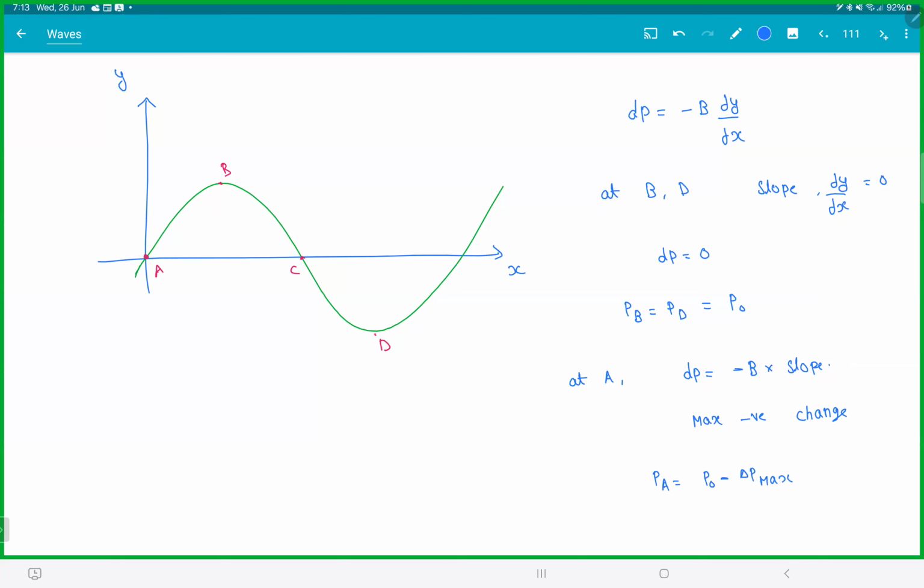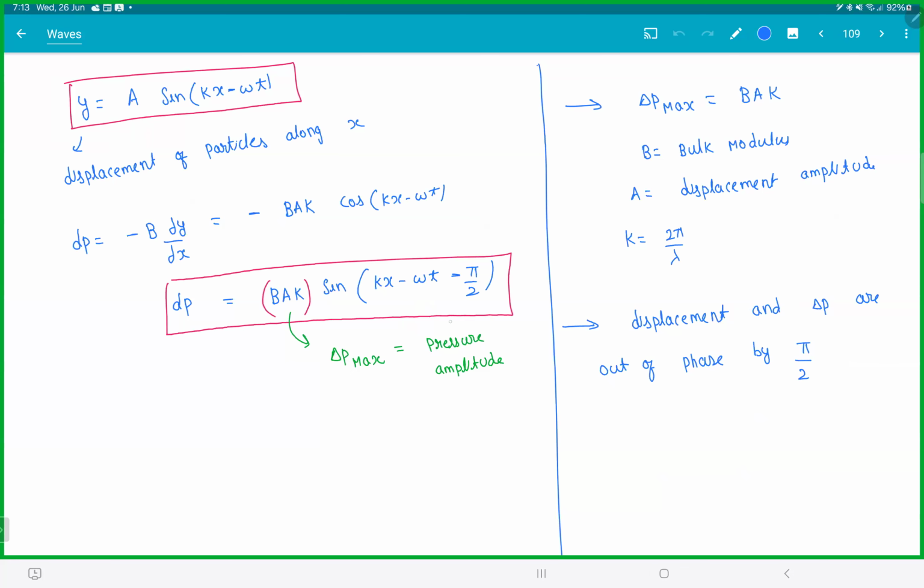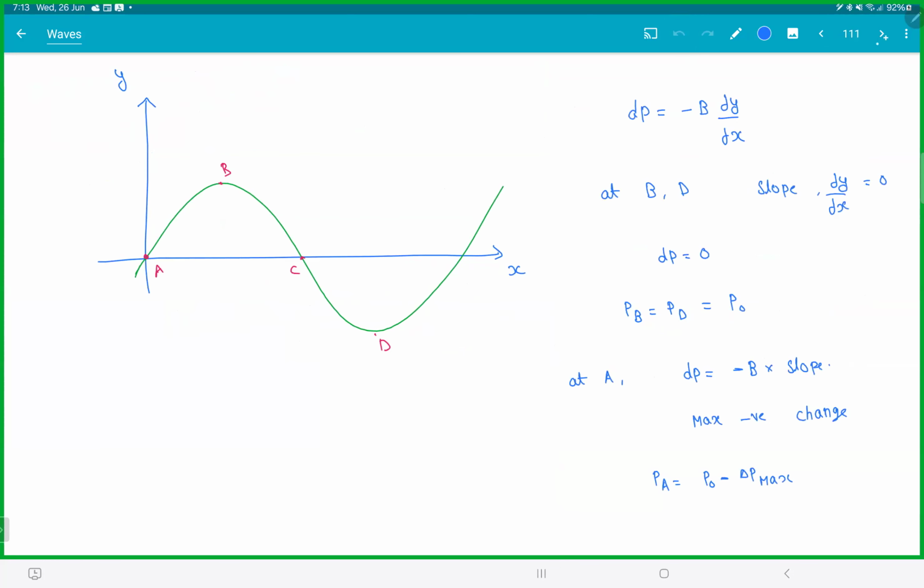Getting the thing? So this was a mistake. When I said both of them are out of phase by 90 degrees, when displacement is maximum, delta P is minimum. When displacement is 0, delta P is maximum. But I didn't tell you whether it's a positive maximum or negative maximum. Are you getting the difference? Similarly, at C, the slope is negative, so dP is positive. So pressure at C would be P naught plus delta P maximum. So don't get confused between pressure and change in pressure.